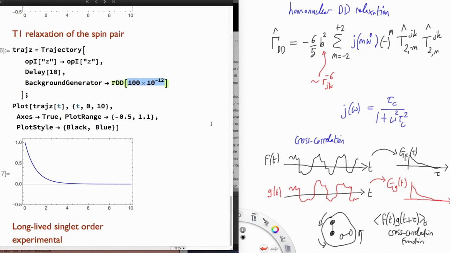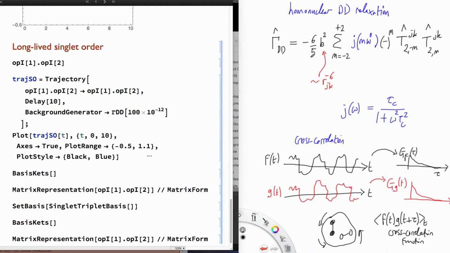And in fact, that was the general understanding in the field until about 10, 15 years ago. But it turns out that there is a way of keeping magnetization in this system, or technically not magnetization, but a type of spin order, for much longer than T1. And that's shown in this simulation.